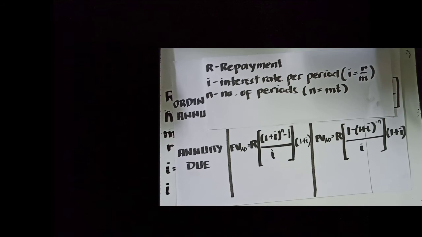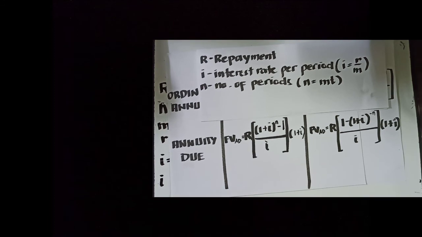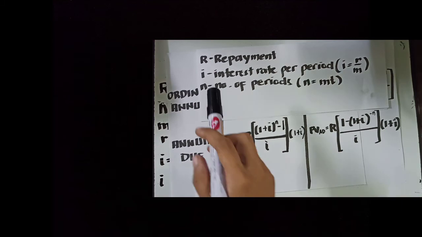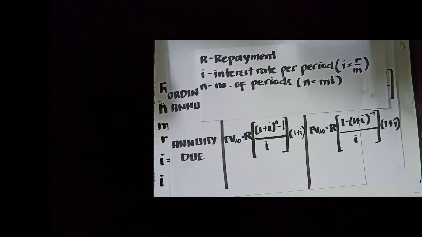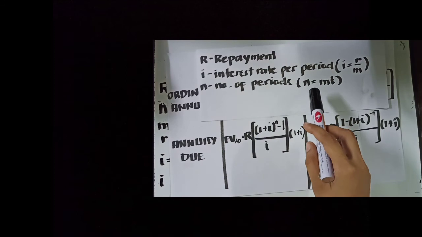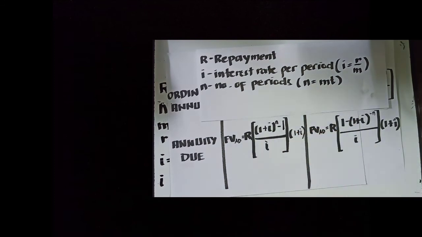Again, masasolve rin natin yung value ng I using this formula. I is equal to R over M, okay? Where R is the annual interest rate and M is the number of compounding periods per year. And the value of N, N is the number of periods, makukuha natin siya using this formula. N is equal to MT, or just multiply M by T, where M is the number of periods per year and T is the number of years.